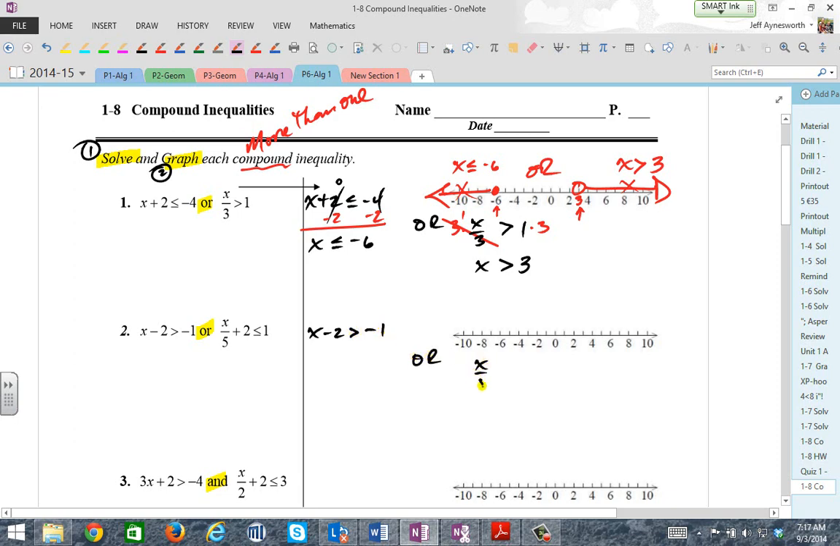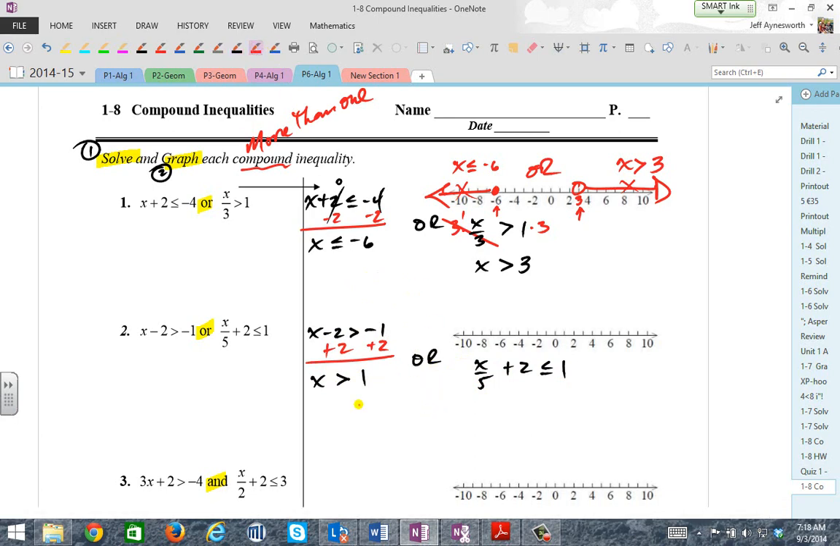X divided by 5 plus 2 less than or equal to 1. Let's work on them. All right, the inverse of -2 is a +2. So you're going to see this in red. I always do my action in red. And I get x greater than 1. Okay. So this is an open circle at 1. There's my reference point right there. I'm going to go open at 1 and to the right because numbers like 2 on are greater than 1.